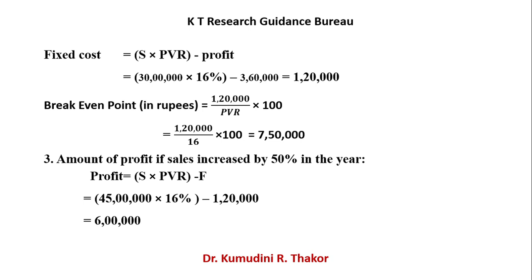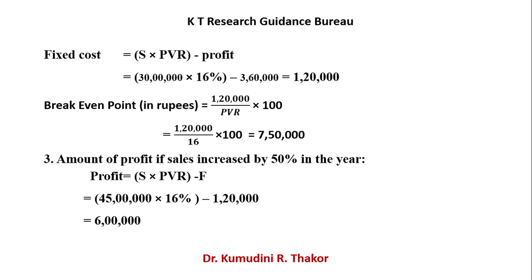Easily you can find out break-even point in rupees. F by PV ratio into 100. 1,20,000 by 16% is equal to 7,50,000. And amount of profit if sales increased by 50%.